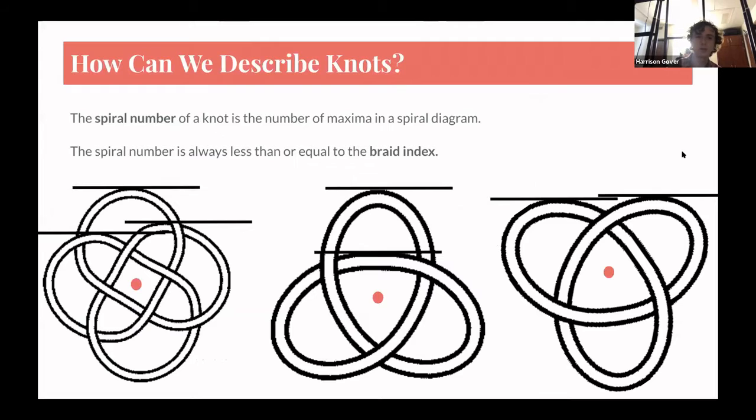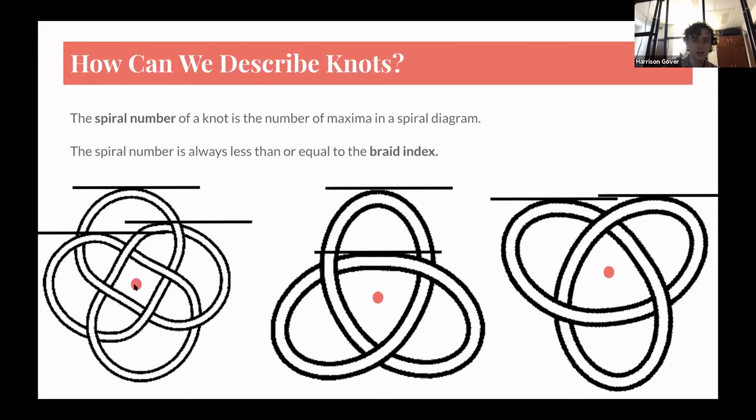And using these spiral diagrams, we can get the spiral number. The spiral number is the minimum number of maxima in a given knot's spiral diagram. You can see on the left, there are 3 maxima on the knot. And on these other 2 pictures, I've shown that you can move the knot all you want in terms of rotation of the diagram, but the number of maxima still stays the same. What's interesting about the spiral number is that it is always less than or equal to the braid index, because it's basically a simplification of the braid index.